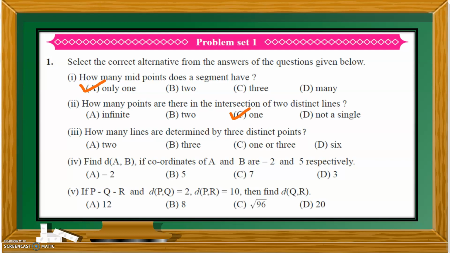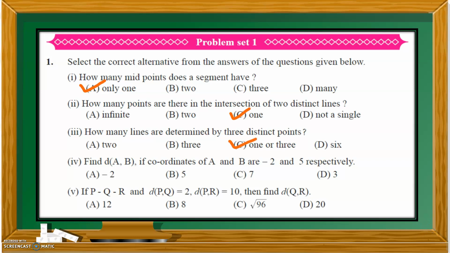Third question, how many lines are determined by three distinct points? Now when there are three distinct points, we know that 3 points can be collinear as well as non-collinear. When the 3 points are collinear, there will be one line containing them. And if they are non-collinear, there will be 3 lines. So option C is the correct answer.